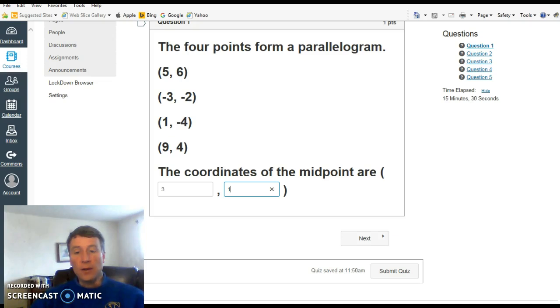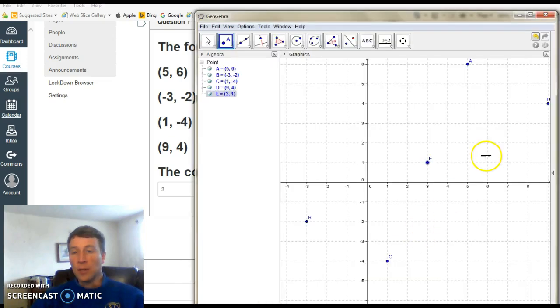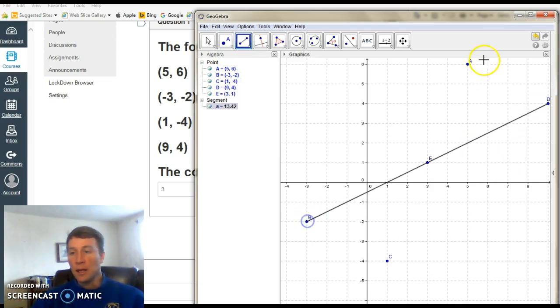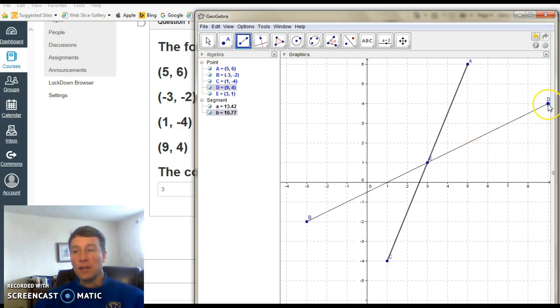Well, let's check that out. One way we can check is to draw line segments from D to B and from A to C, and where those two lines intersect should be the midpoint of that parallelogram. So we were able to find that point just from finding the point halfway between D and B. We could have found that point by finding the point halfway between A and C also.